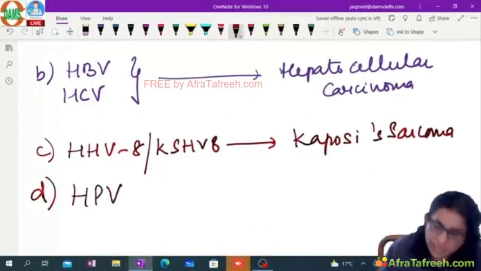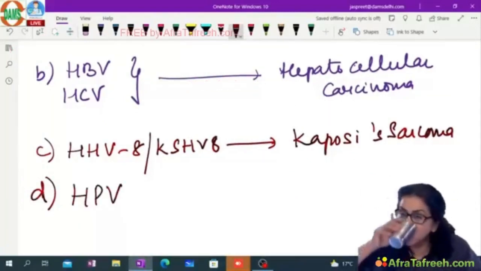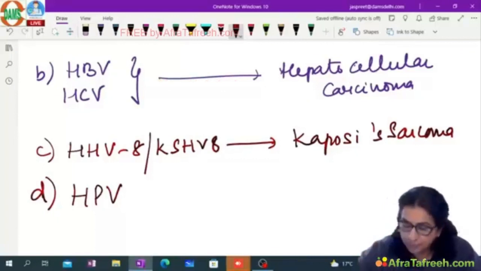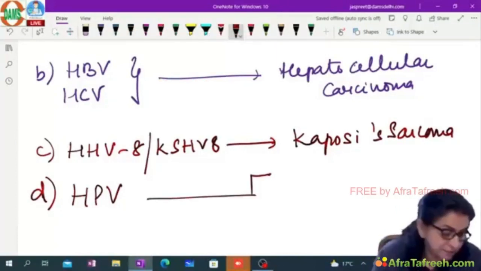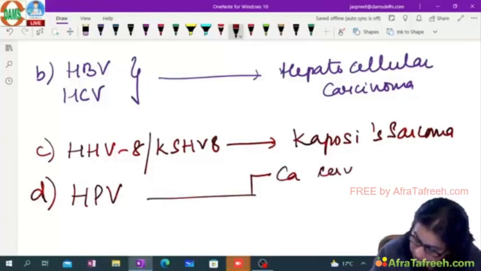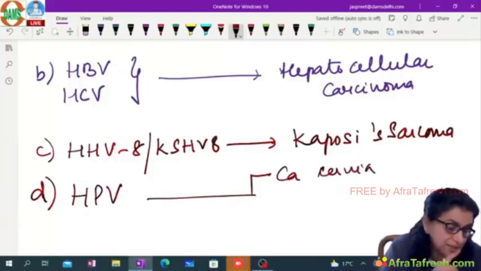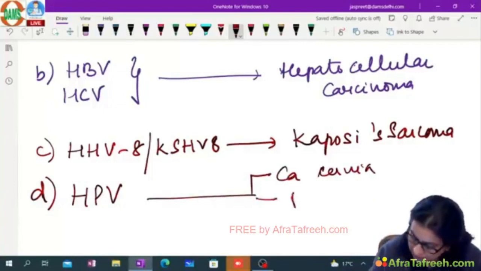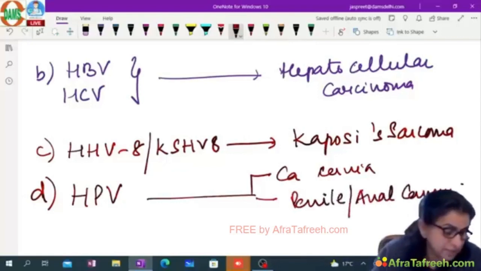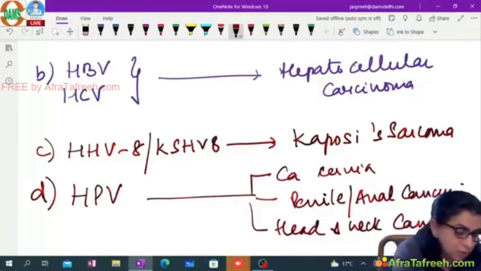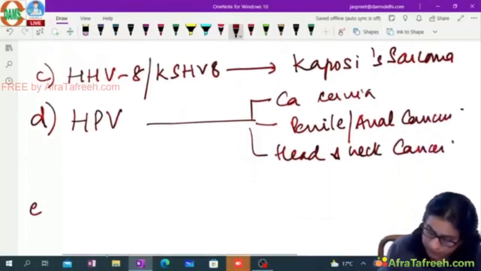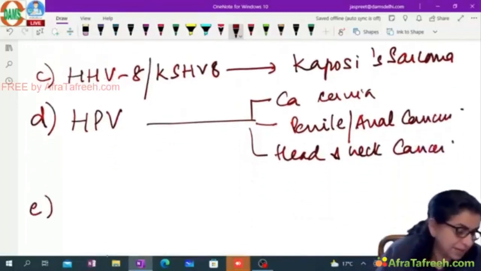Very, very important. HPV. What is HPV? Human papilloma virus. Human papilloma virus causes carcinoma cervix. Then penile and anal cancers, and also head and neck cancer. So HPV is associated with penile and anal cancer and head and neck cancer.